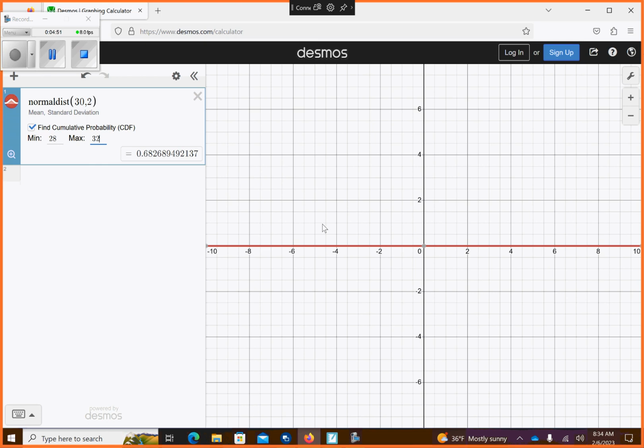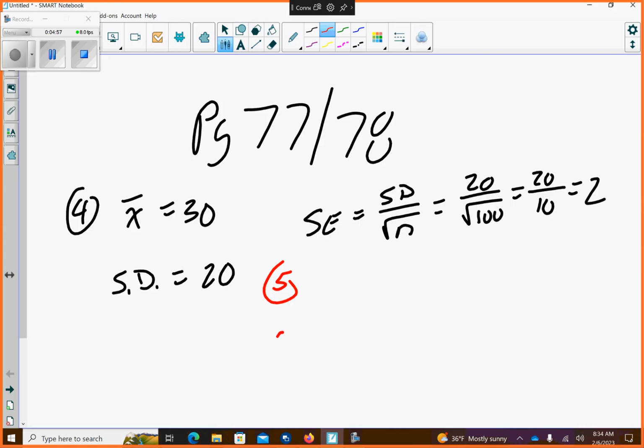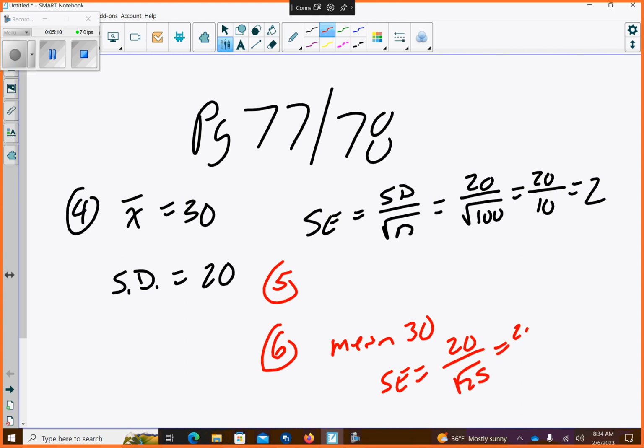Compute the mean and standard error for a sample size of 25. So then number 6. So we're still going to have a mean of 30. And then our standard error will be the standard deviation that we know is 20 over the square root of 25. So that's 20 over 5. So we'd have a standard error of 4. So it's more spread out the smaller the sample size.